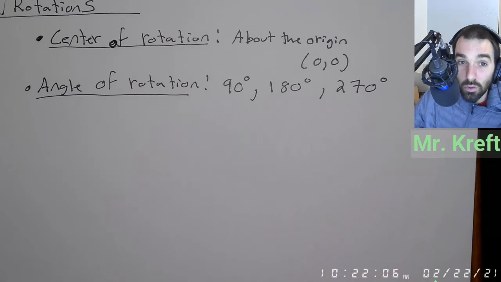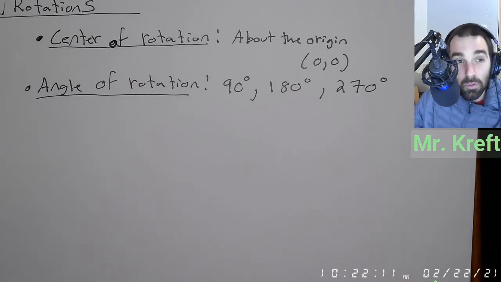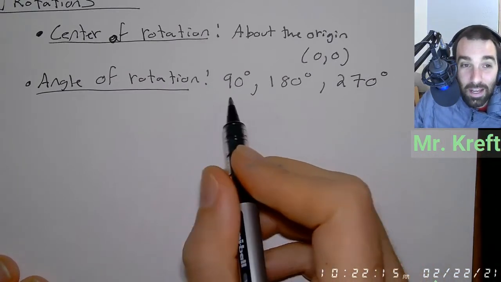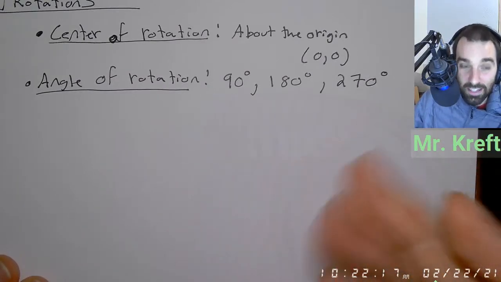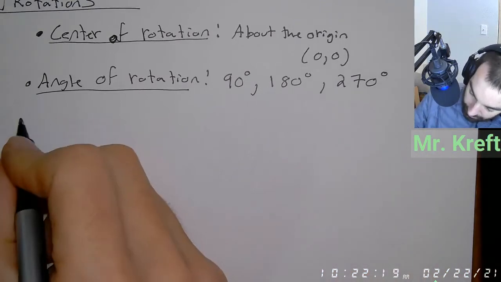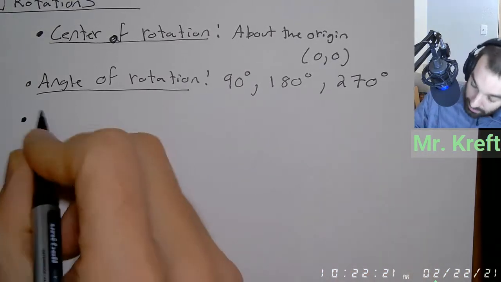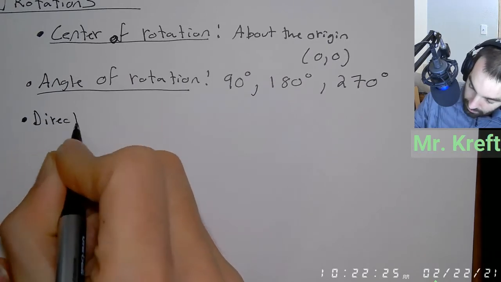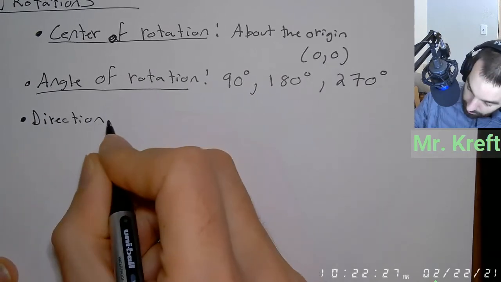Now, that used to be a big deal because we used graph paper to do that, and graph paper has 90-degree angles on it, but we're not using graph paper this year. So you can just think of them as easy to do if we had graph paper. Okay. Next, we need to have a direction of rotation.